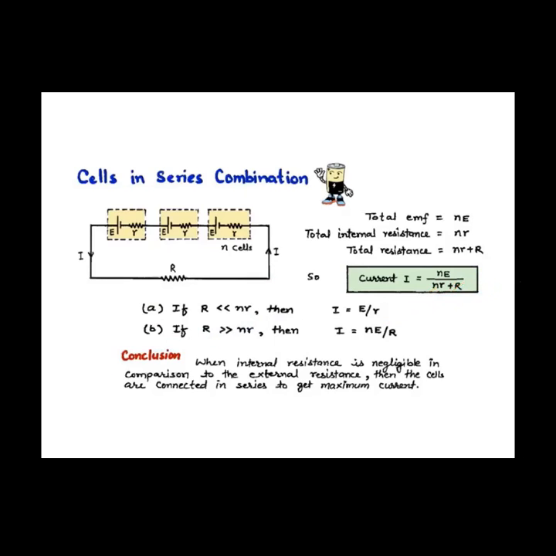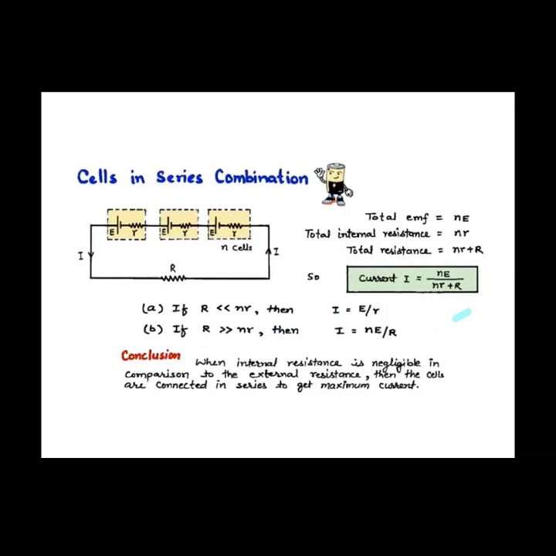If we say that nr value is very small as compared to the external resistor R, then under that condition, if capital R is very much greater than nr, we will neglect nr. So we will remove nr from this, and our current equation will become nE by R. So this is the amount of current, right children?